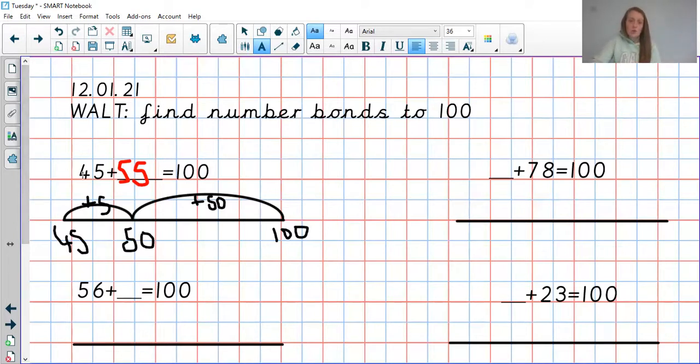The one thing I do want you to do is to draw a number line, and it can be on blank paper if you don't have squared paper, as long as you show me these jumps to the next multiple of 10 and then to 100. Okay, so we'll do another couple together and then you'll be able to see what I mean.